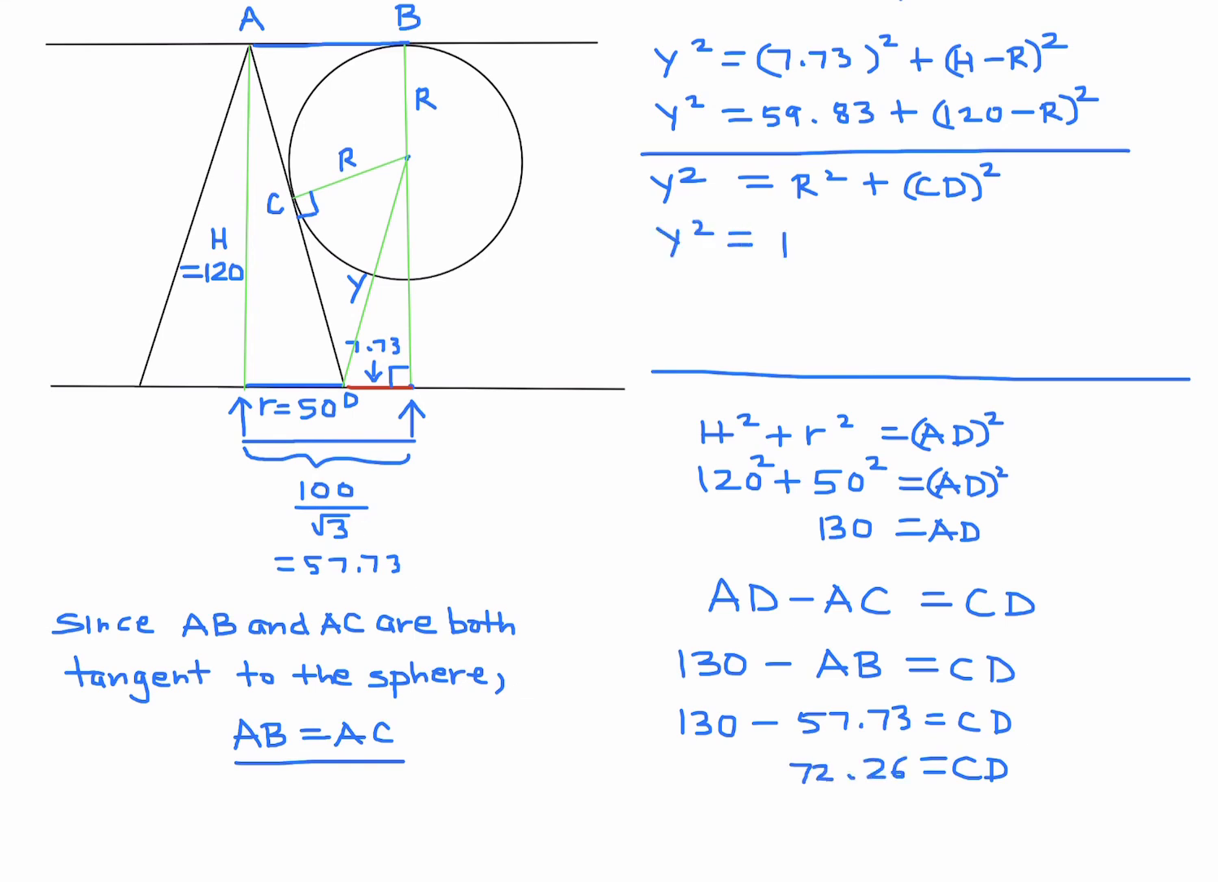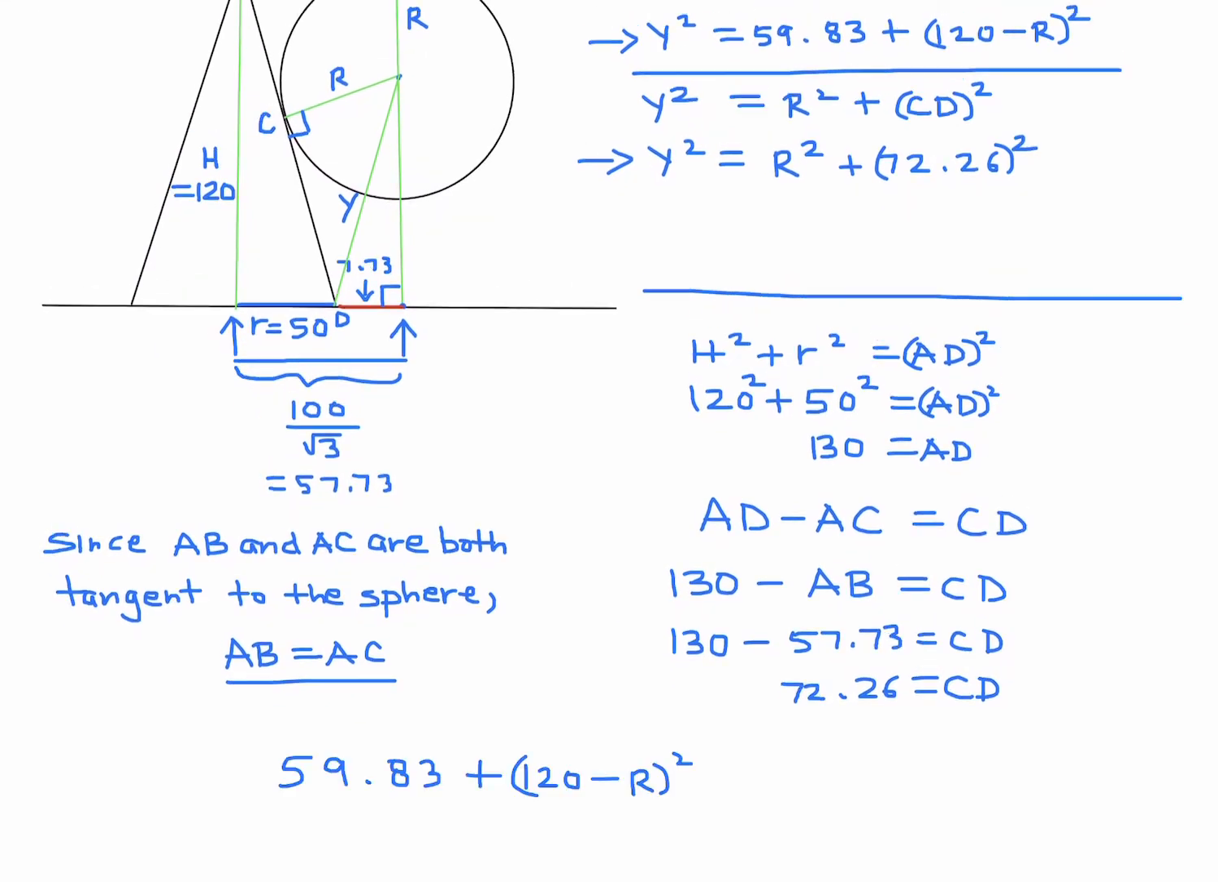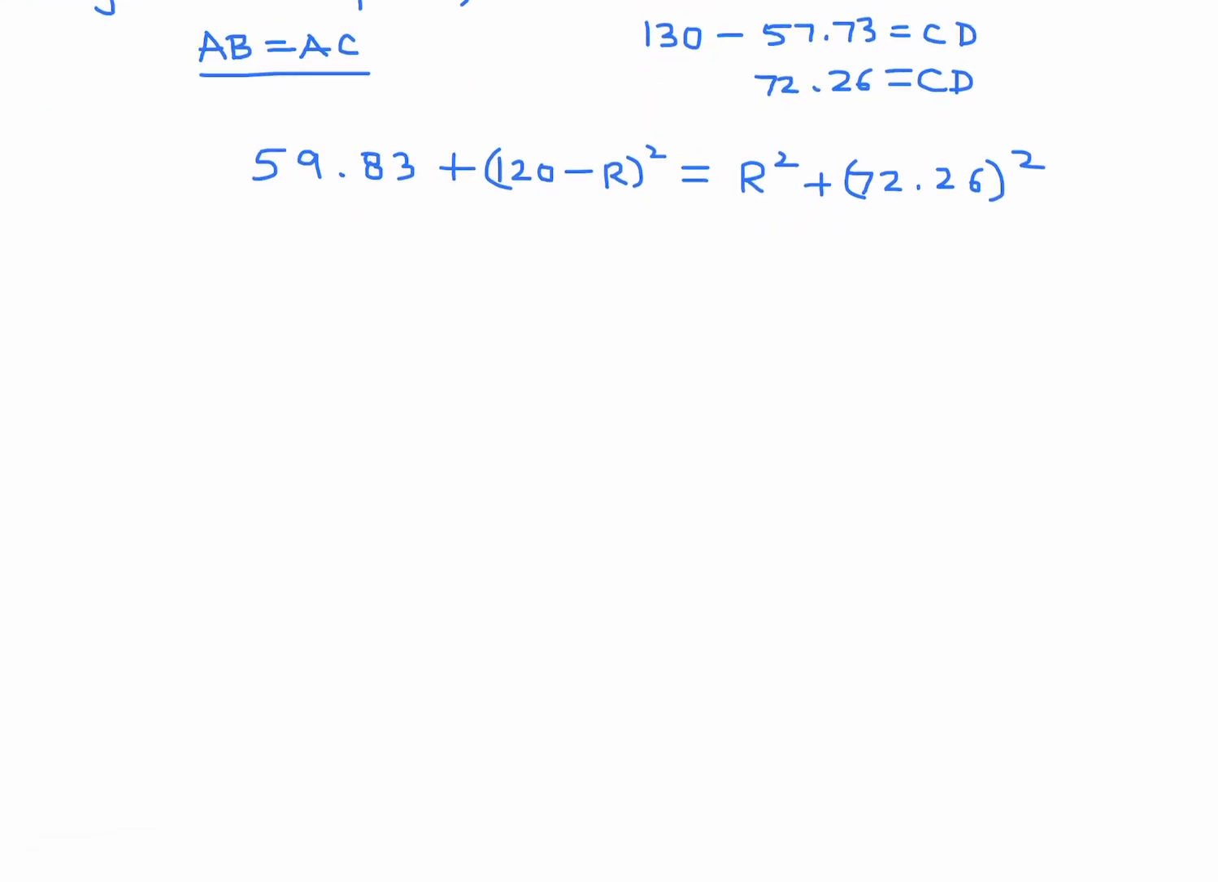And there we go. We can put that back into this equation, and we'll get y squared equals large r squared, which is the radius of the sphere, plus 72.26 squared. And now we can set this equal to that and solve for r. So 59.83 plus 120 minus r all squared is equal to r squared plus 72.26 all squared. And this will help us solve for the radius of the sphere. So here we go.